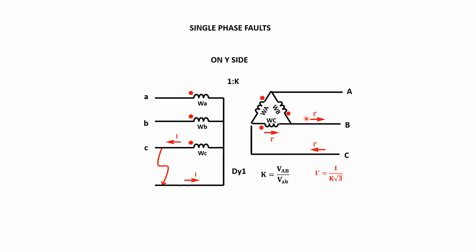Single phase fault, the same arrangement, only a single winding in the delta will see that, and the ratio is like that, which tells us the current is almost 58% of the phase current on this side, because it's divided by the square root of 3.